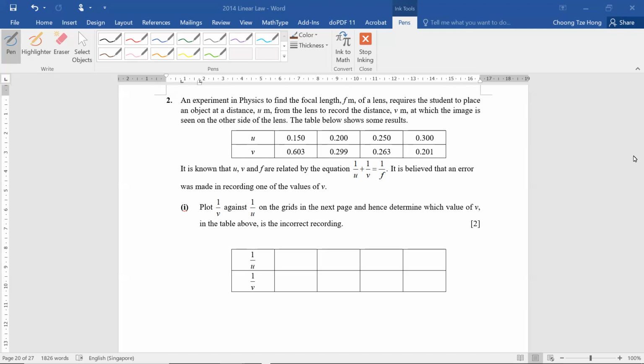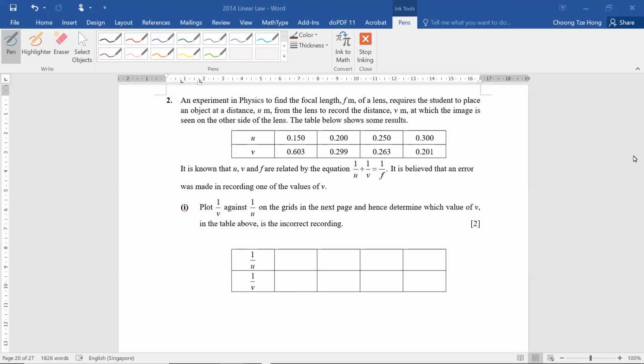The three variables are related by the equation 1 over u plus 1 over v equals 1 over f. It's believed an error was made in recording one of the values of v. For the first part of the question, they want you to plot 1 over v against 1 over u on the grids in the next page, and hence determine which value of v is incorrect. They already told you that one of the values of v is incorrect, so after you plot, it will become quite obvious which one it is. Then we can identify the incorrect one.